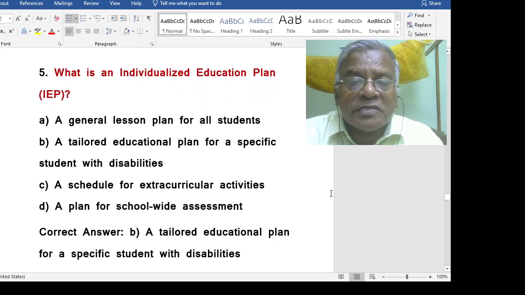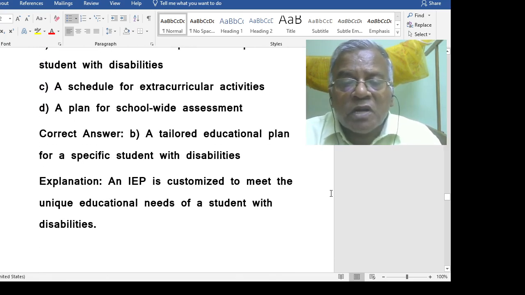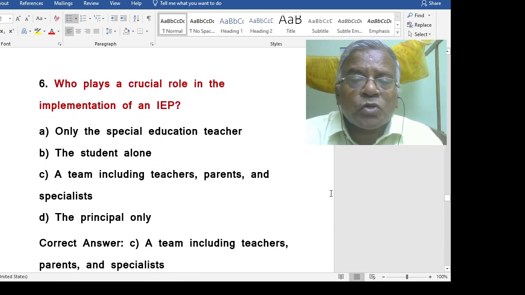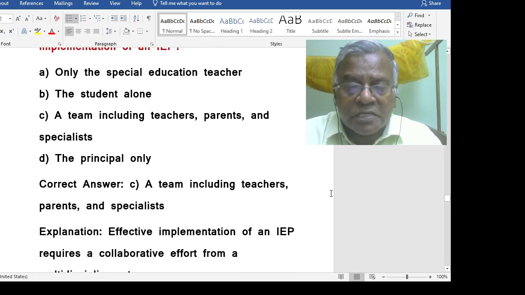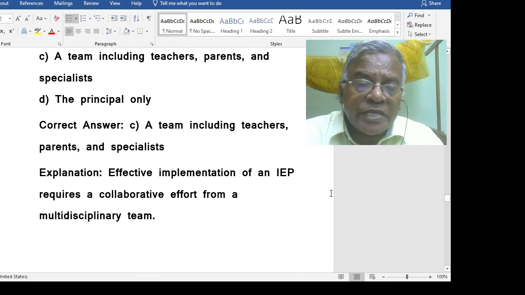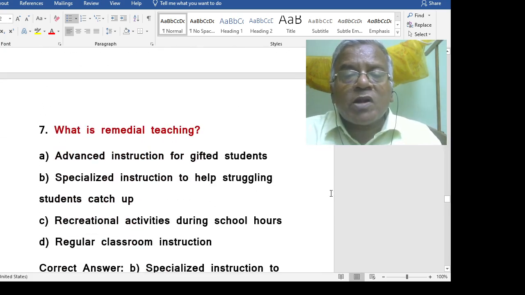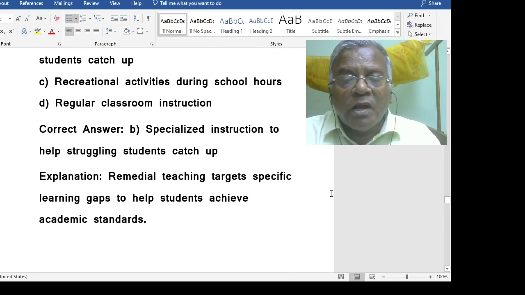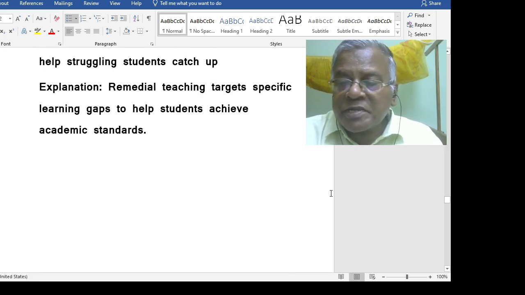What is an individualized education plan, IEP? That is a tailored educational plan for a specific student with disabilities. An IEP is customized to meet the unique educational needs of a student with disabilities. Who plays a crucial role in the implementation of an IEP? That is a team including teachers, parents, and specialists. Effective implementation of an IEP requires a collaborative effort from a multidisciplinary team. What is remedial teaching? Specialized instruction to help struggling students catch up. Remedial teaching targets specific learning gaps to help students achieve academic standards.